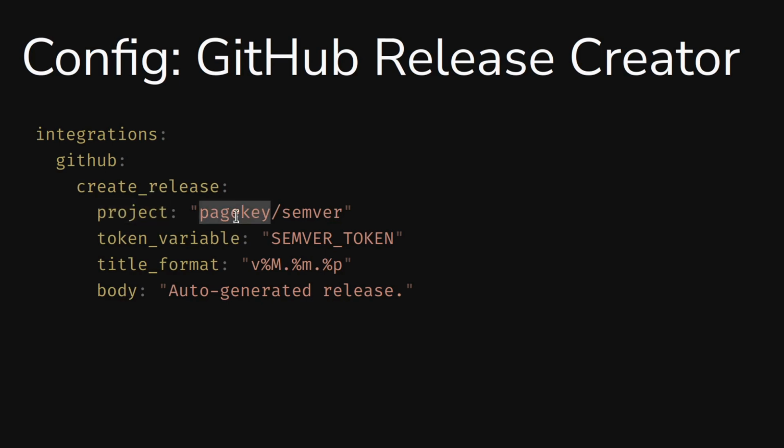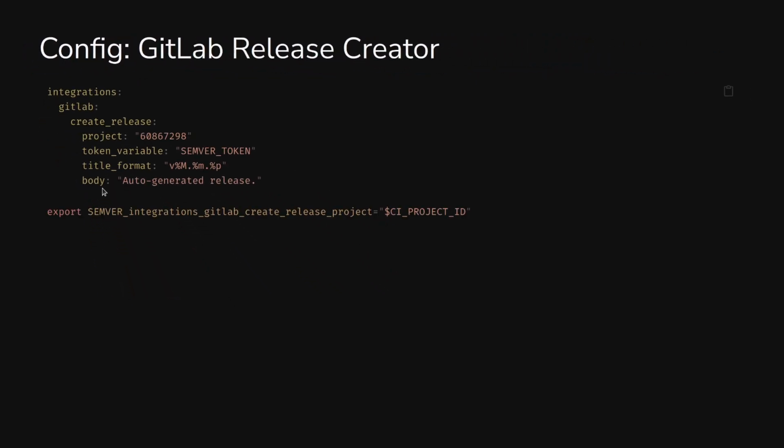So you specify the project, the token variable you'd like to use for doing the git push. So that's used for HTTPS git push. So this variable should contain whatever credentials. And then the title format is just what you want the title of the release to be. You can use the templating there. Body, you can't really use templating here yet. More to come on that, but that's basically all there's to it.